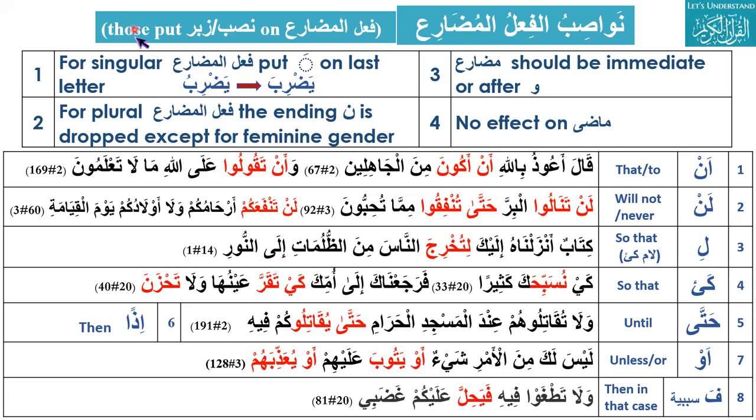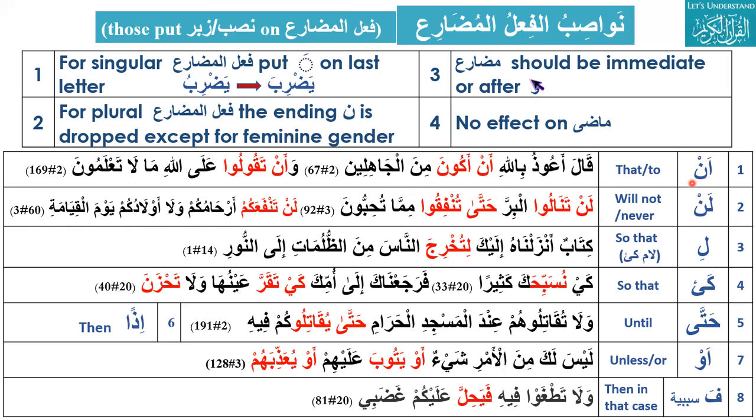So when they come immediately before it, Fi'l al Mudare will become mansub. And how will it become mansub? For singular, there will be a fatha or zabar, and for Af'al Khamsa they will drop the noon. In some cases the noon will not be dropped. So this is what we did last time.